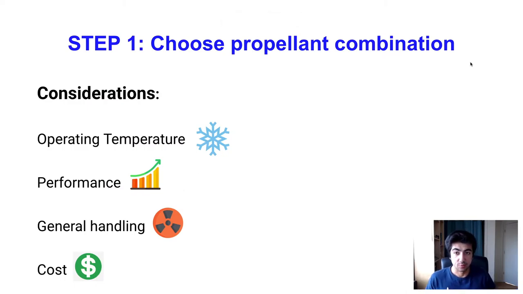The first step of the design process is to choose our particular propellant combination. The reason we do this first is because we need to know the temperature of the combustion as well as the specific properties of our exhaust gas. These are important inputs for the rest of the design process. The main considerations you want to be thinking about when choosing propellants are, first, its temperature. There's a wide range of operating temperatures for these propellants. Some of them are extremely cold, called cryogens or cryogenic fluids, whereas others are liquids at room temperature, which makes them much easier to handle. You also want to consider the theoretical performance of these propellants.